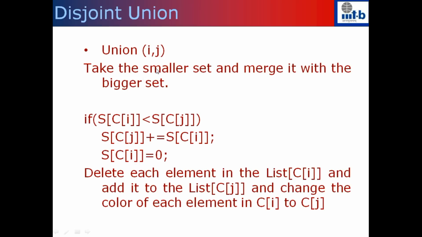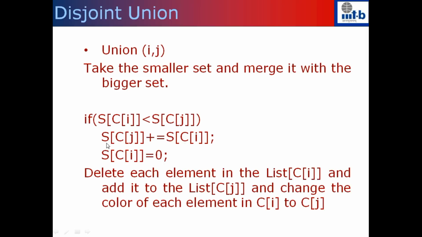So when I want to find the union of i, j, I take the smaller set and merge it with the bigger set. So the size of C of i is smaller than the size of C of j. If this is not the case, I will swap i and j. In that case, the set containing i will be merged with the set containing j. So S of C of i will become 0.